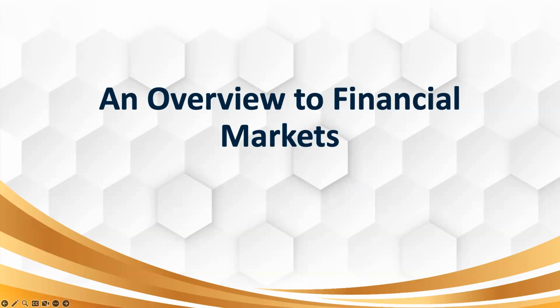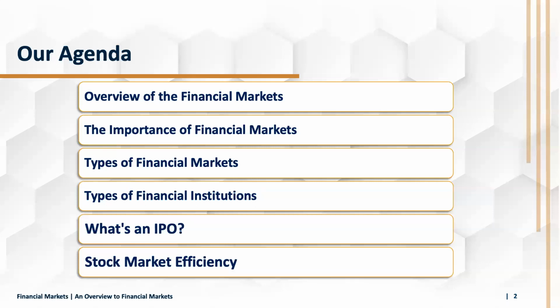I'm a finance professor, and for today's video, we're going to be tackling an overview to the financial markets. So our agenda for this chapter is to discuss the overview of the financial markets, the importance of the financial markets, the different types of financial markets, the types of financial institutions. We'll discuss more about what happens in an IPO and some of the stock market efficiency theories. So let's begin.